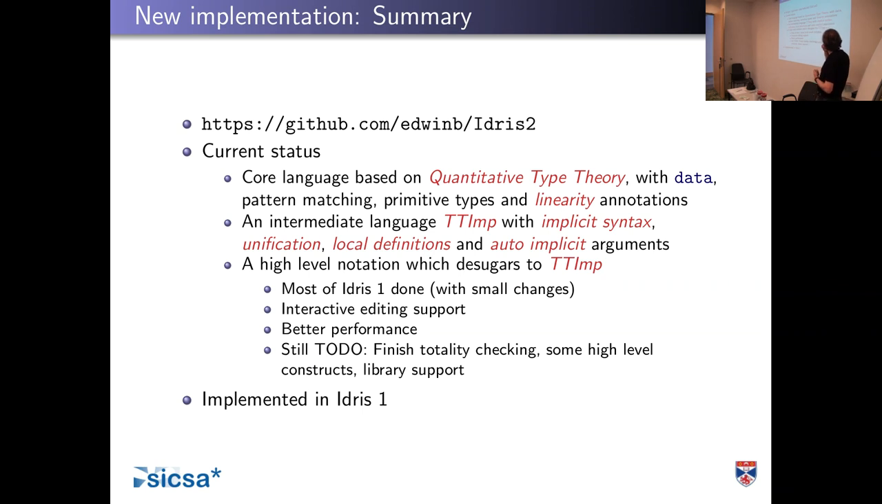So we've got the core language, we've got an intermediate language. I've tried to keep the compilation pipeline quite clean, so Idris 2 just desugars. It's purely desugaring to an intermediate language, which is QTT plus implicit arguments plus a couple of high-level constructs like dependent case, dependent records, dependent record update. The dependent record update is magical. It's great to have that sort of thing.